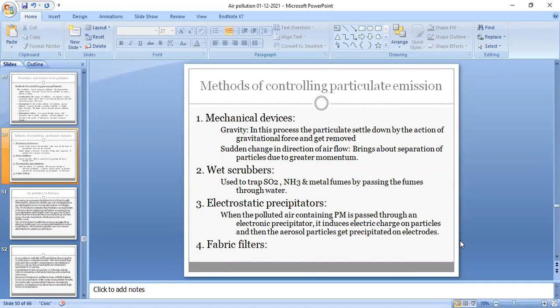Wet scrubbers are used to trap sulfur dioxide, ammonia, and metal fumes by passing the fumes through water. And the electrostatic precipitator: when the polluted air containing particulate matter is passed through an electrostatic precipitator, it induces an electric charge on the particles and then the aerosol particles get precipitated on electrodes. And the last is the fabric filters. These work like filters in which the contaminated air is passed through the fabric. The air pollutants stick to the fibers in the fabric.